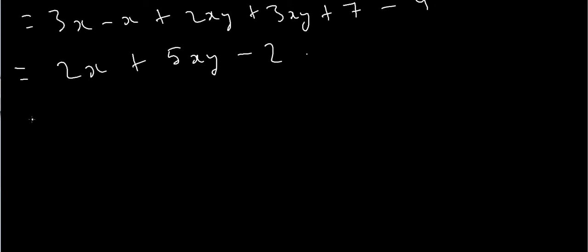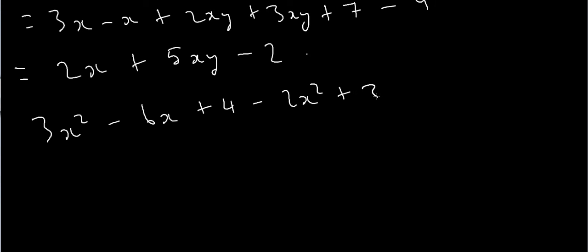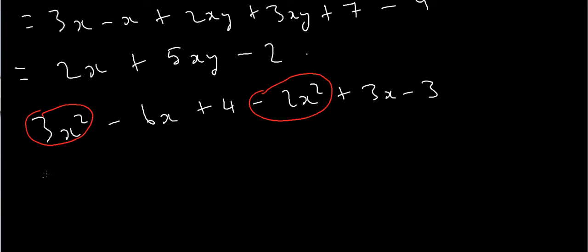Let's try simplifying 3x squared minus 6x plus 4 minus 2x squared plus 3x minus 3. And we're going to do exactly the same thing as we did before. Let's look at all the x squared terms. We've got a 3x squared here and a minus 2x squared here. So we've got 3x squared minus 2x squared.